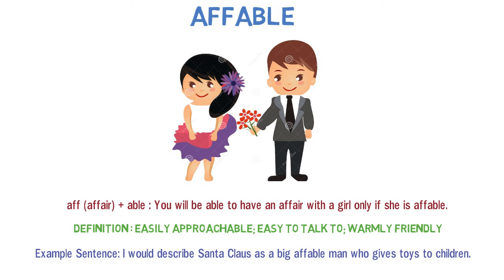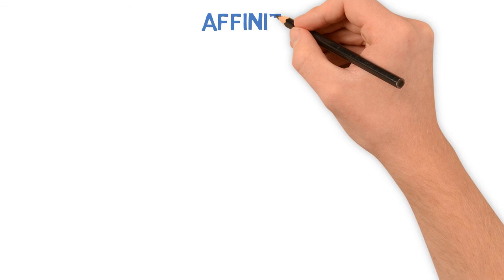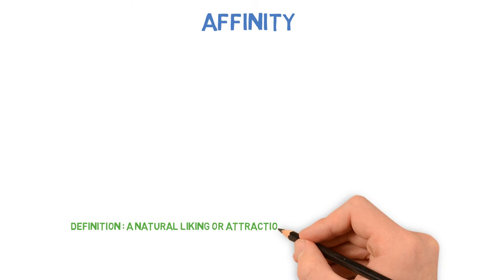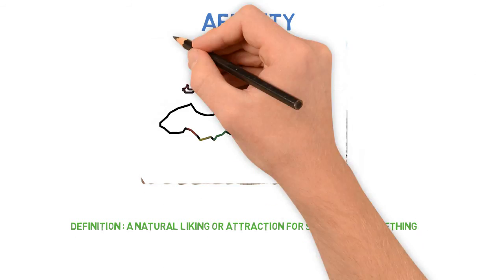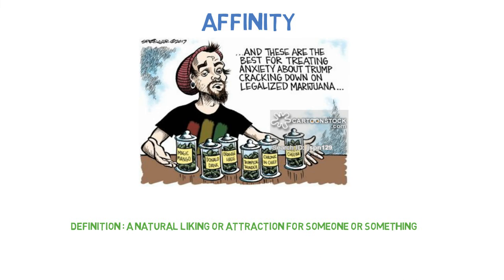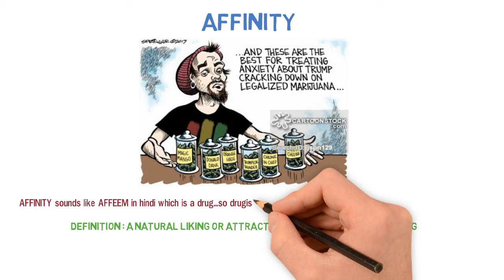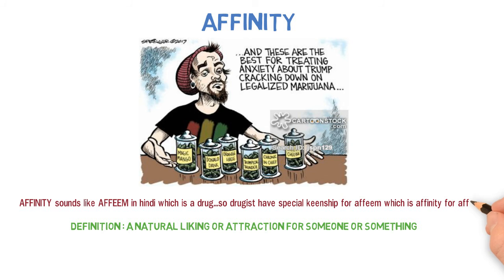Okay. Now, affinity. Definition of affinity is a natural liking or attraction for someone or something. Okay. And the mnemonic which we can use here is: affinity sounds like affine. Affinity sounds like affine. I think you guys know affine in Hindi, which is a drug. So druggists have a special kinship for affine, which is affinity for affine.